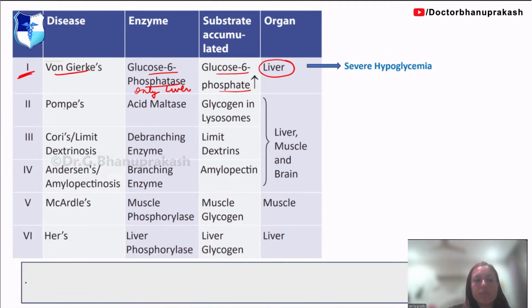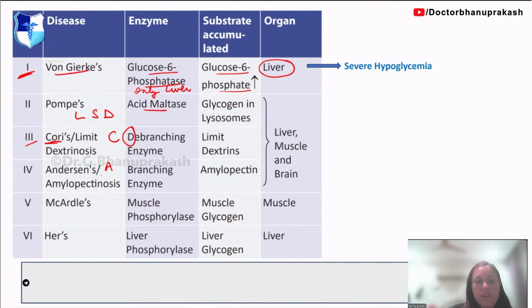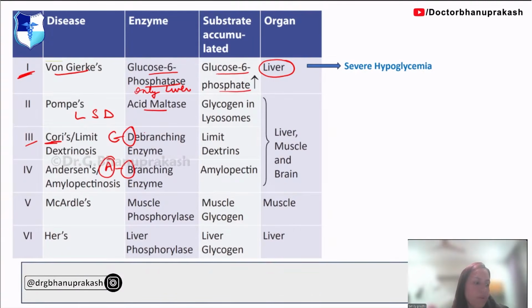Then is Pompe's, which is a lysosomal storage disease, enzyme acid maltase. Then type 3 Cori's. Third alphabet is C, A, B, C. So C, Cori's. D, debranching. Fourth is A for Andersen, B for branching. So C, D, A, B, easy to remember. Cori's, also called limit dextrinosis, debranching enzyme. Andersen or amylopectinosis, branching enzyme. So in Cori's limit dextrins accumulate. In Andersen, amylopectins accumulate.